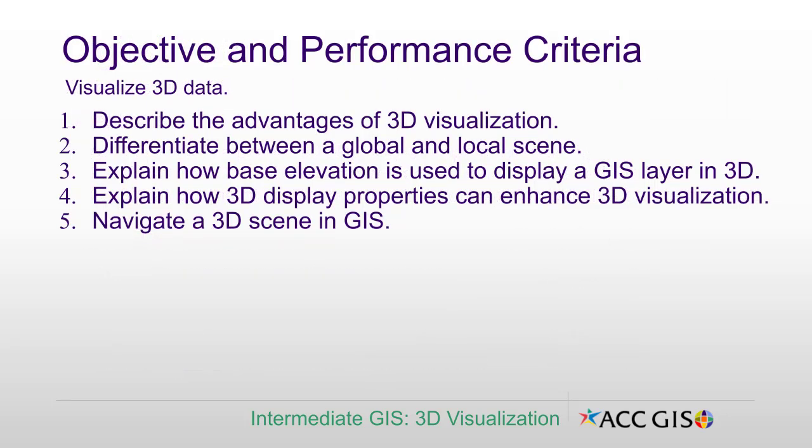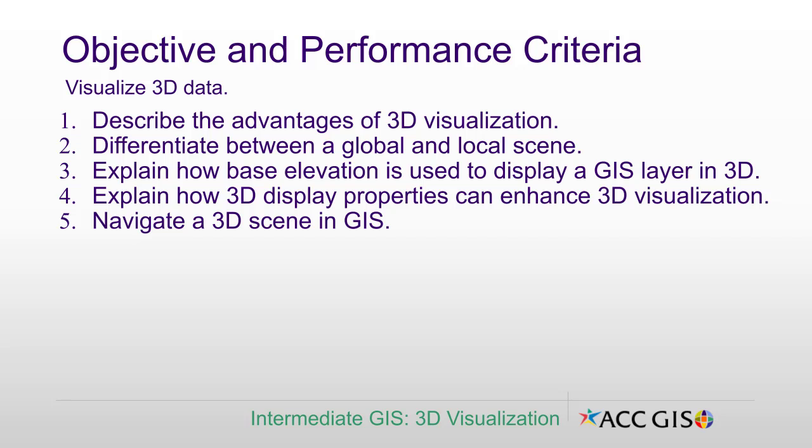All right, so by the end of this topic, you should be able to describe the advantages of 3D visualization, including vertical information, intuitive symbology, unique perspectives, real-world navigation, and enhanced understanding. You should be able to differentiate between global and local scenes. Global scenes use a sphere-based coordinate system to project data onto a 3D spherical surface. Local scenes use a local coordinate system to project data onto a planar or flat surface.